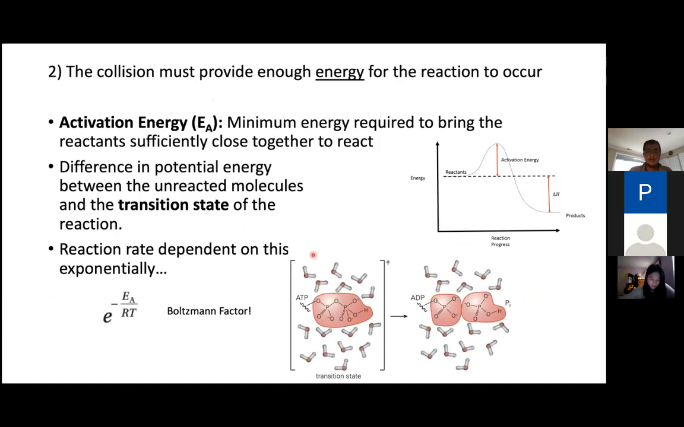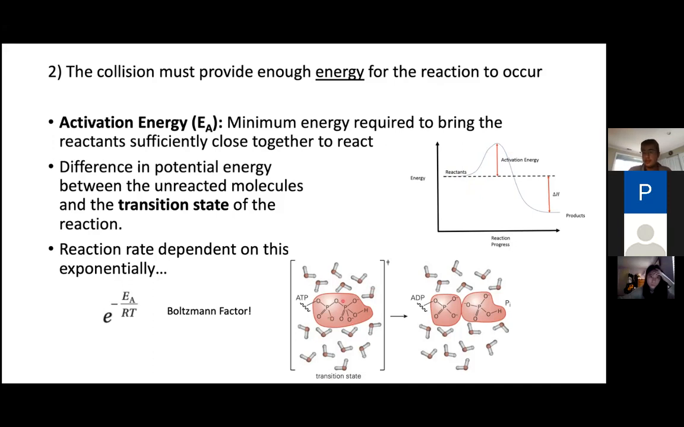productive is the fact that the collision has to provide enough energy for it to overcome the activation energy. And the activation energy is the minimum energy required to bring the reactants sufficiently close enough to react together. And another way to put this is that the activation energy is a difference in energy between the reactants and the transition state. And this transition state is, you can think of it as the highest energy point in a reaction coordinate.